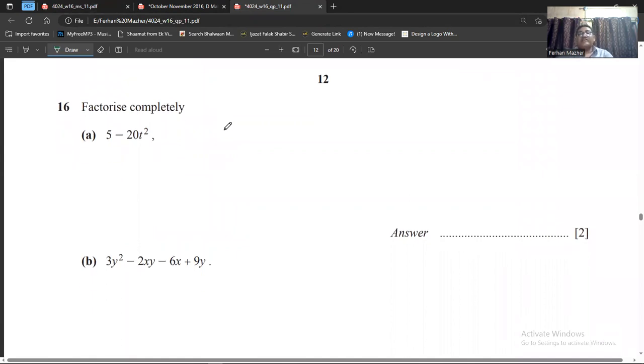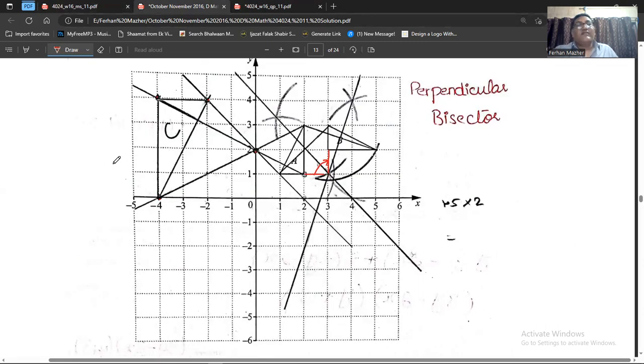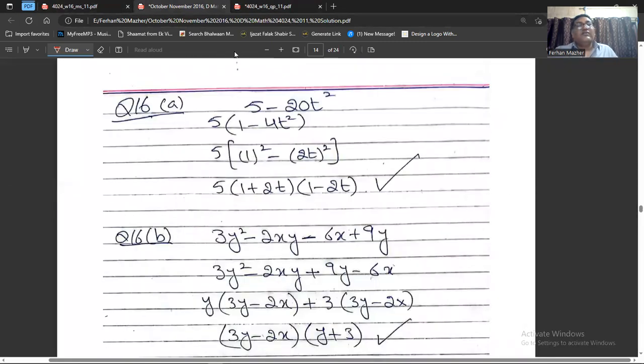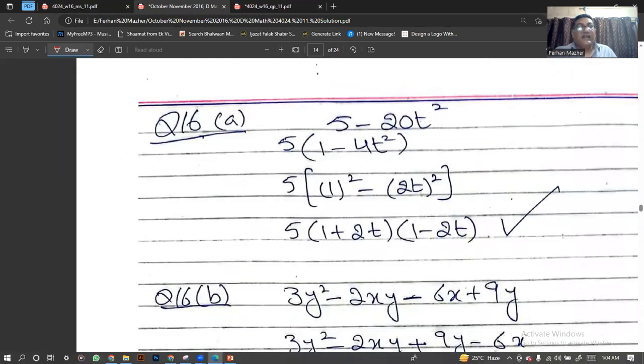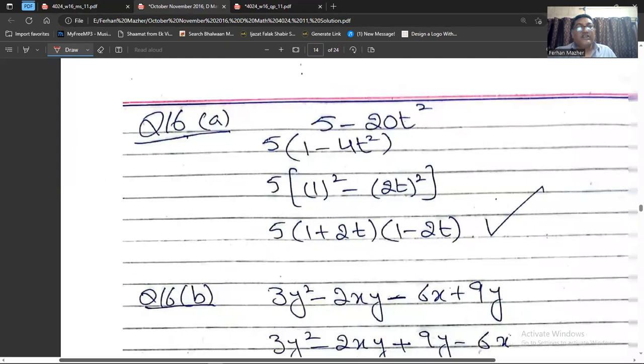He says factorize question number 16A part. He says factorize. So we have 5 minus 20t square. So take 5 common. That is the first rule for the factorization. If something is common, take it common. So I will take 5 common, and in the bracket, I will have 1 minus 4t square.